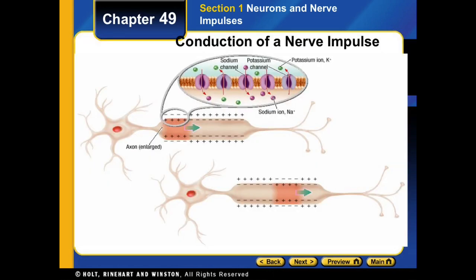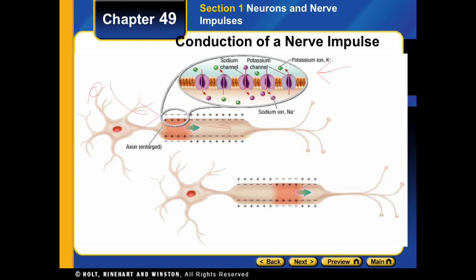Okay, so this diagram is showing a nerve impulse taking place. You've got a zoomed in picture at the top of what's going on with the channels in the membrane. You can see the impulse is traveling down. It started at the dendrites, and then after it goes to the cell body, it travels down the axon. So you can see the arrow is showing that.